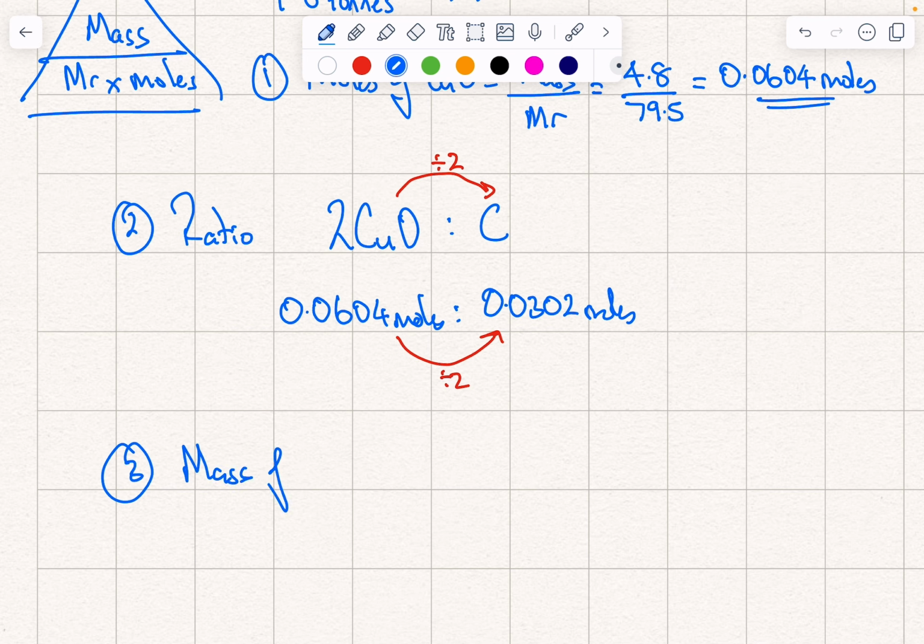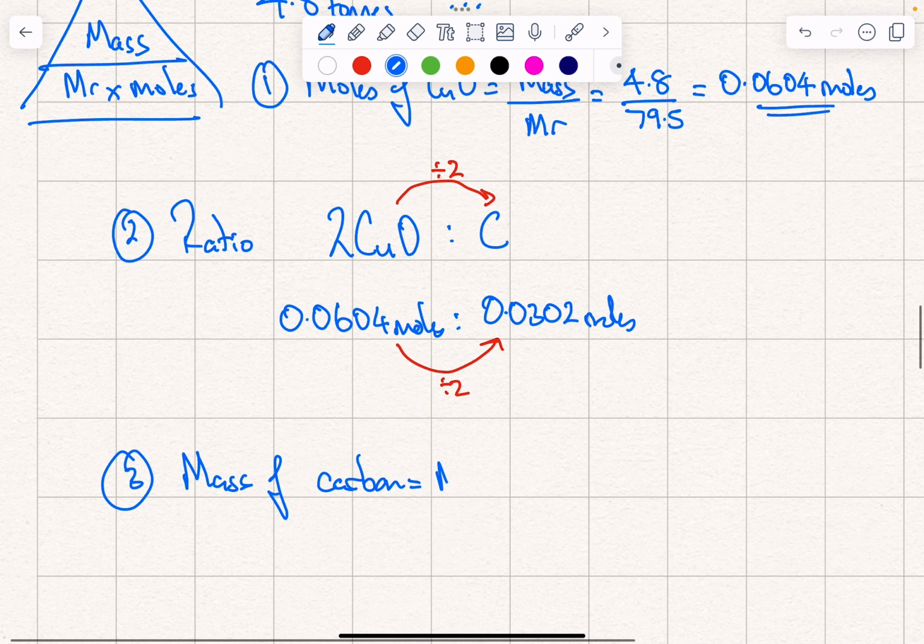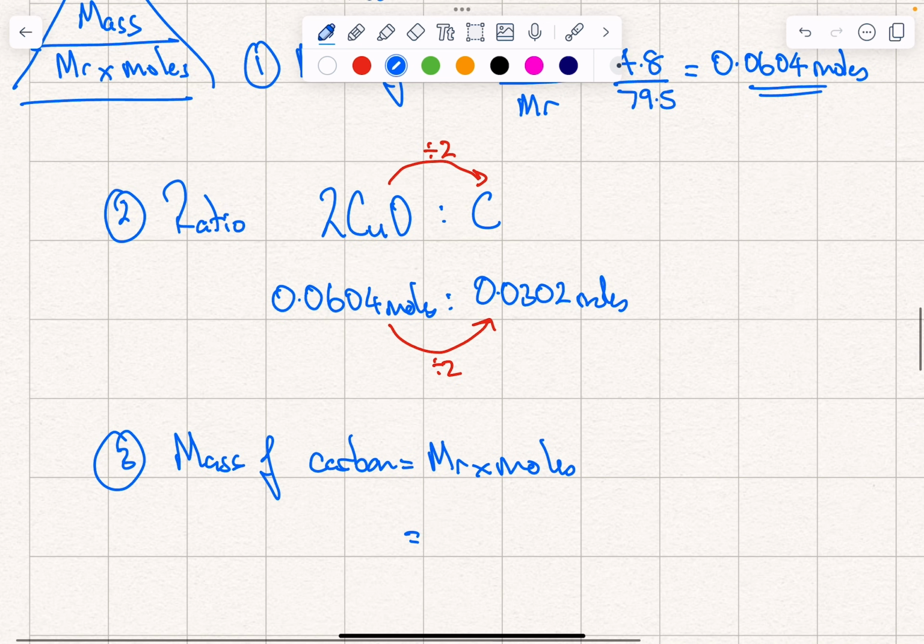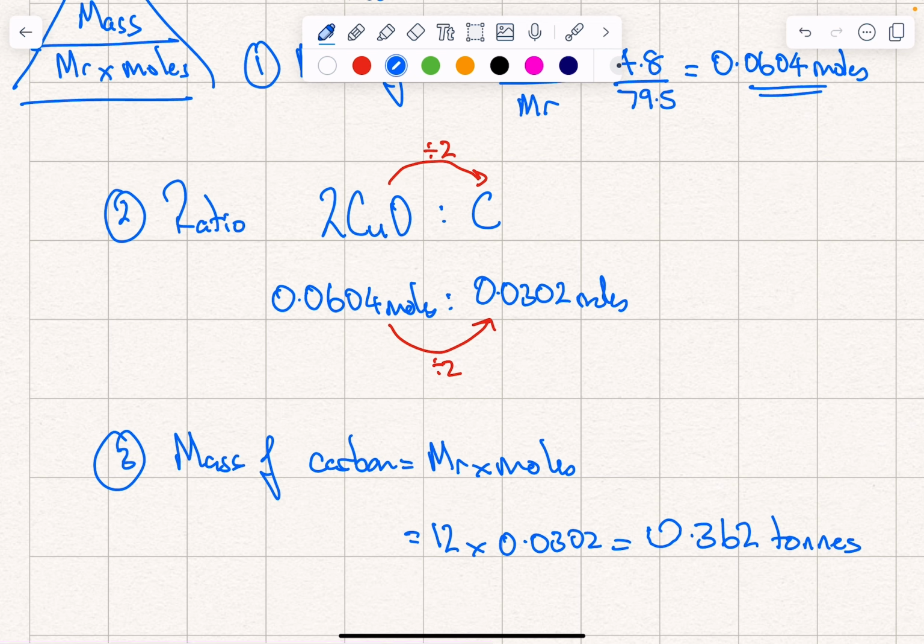So the final step, we now know how many moles of carbon we've got. What we need to do for the final step is work out the mass of carbon. And according to that triangle, the mass is the Mr times the moles. So carbon's Mr is 12. Number of moles is 0.0302. So times that by 12, and that's giving me 0.362, and that's going to be tons because it was in tons at the beginning, of carbon required.